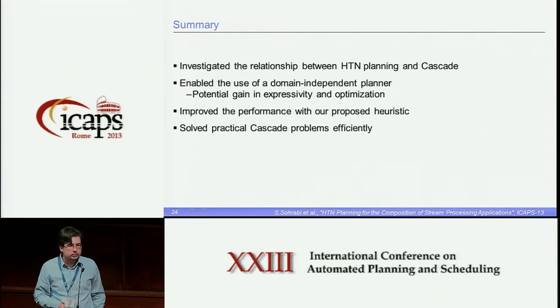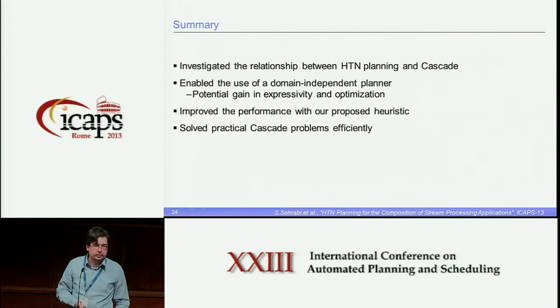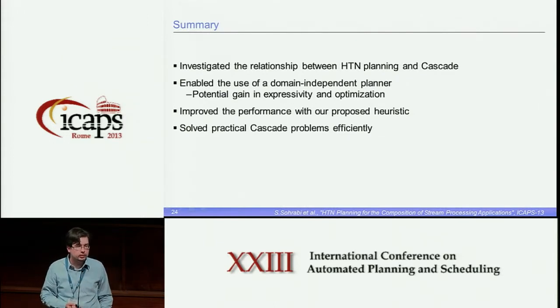To give a summary, this is what we have done. We have investigated the relationship between HTN planning and the Cascade specialized planner that we had earlier. We now have the ability to use a domain-independent planner for our problem, and potentially we can also borrow some of the expressivity that this domain-independent planner allows us, and expose that expressivity to our experts, the ones developing the domain descriptions, and let them use additional expressivity. We also improved the performance using our proposed heuristic, which is general but works well for our problems, and we solve very practical problems efficiently.